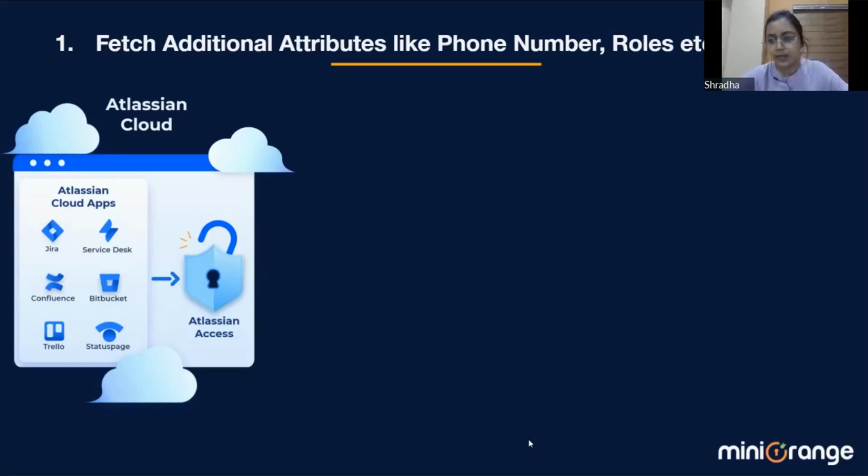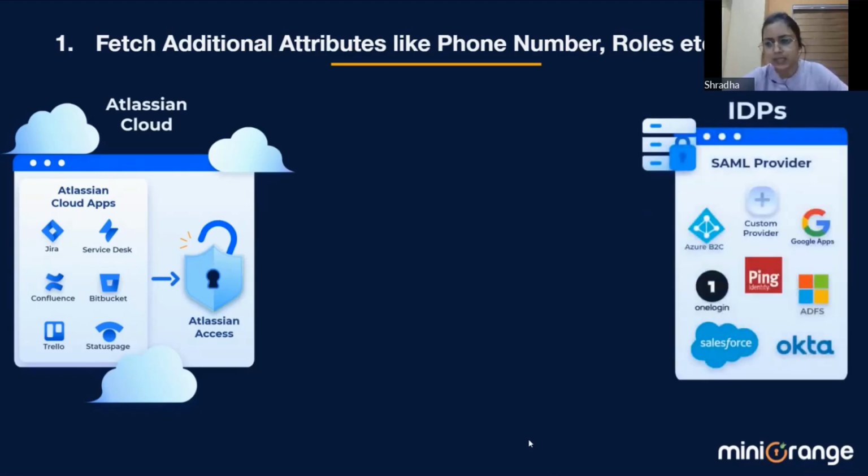I believe the first use case was to fetch additional attributes like phone number, roles, or user permission during login and apply some custom login rules during the login process, and then let the user access Jira Software or Jira Service Desk on the cloud. When a user tries to access Atlassian Cloud, it sends a request to miniOrange.